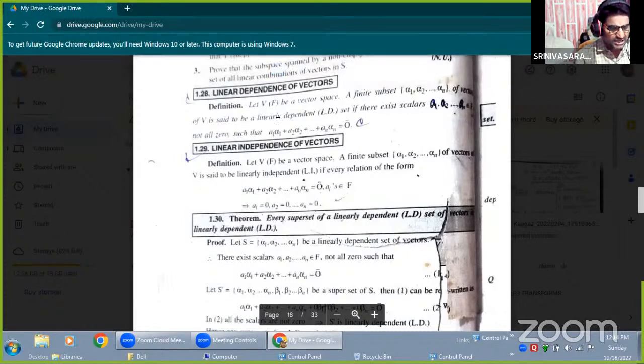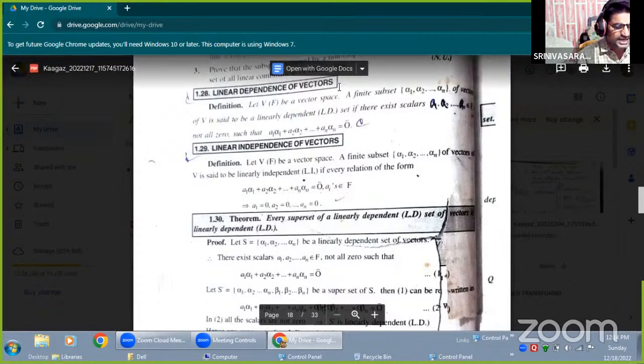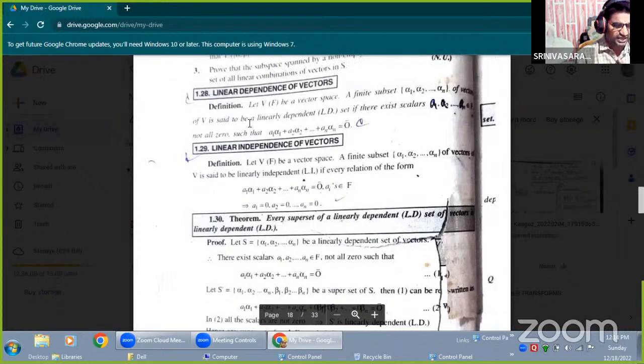Now, some scalars are zero, but not all zero. When the scalars are not all zero, it is called linear dependence. This is the basic definition, the explanation of the definition. But in the same manner, a second method is also there. What is the second method?